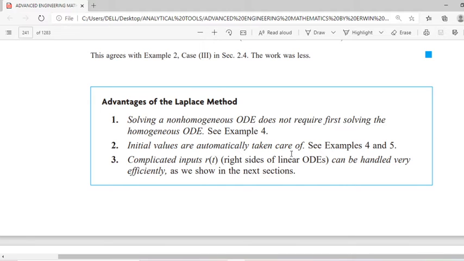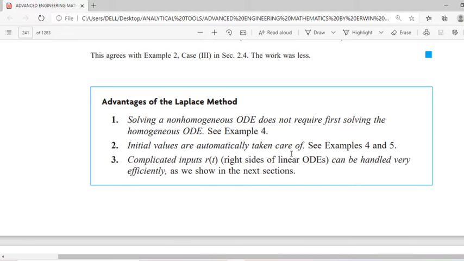That means you have to take the right side 0 and then solve, and then apply again using some method. First of all you have to find the solution of the homogeneous ordinary differential equation, and then you have to move to the non-homogeneous methods. But in the Laplace method you don't think about the homogeneity or non-homogeneity, you can directly go to the solution. Initial value is automatically taken care of, and complicated inputs R of t can be handled very efficiently.